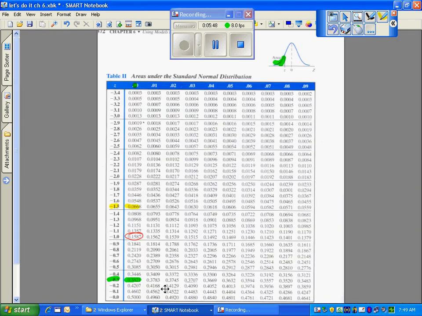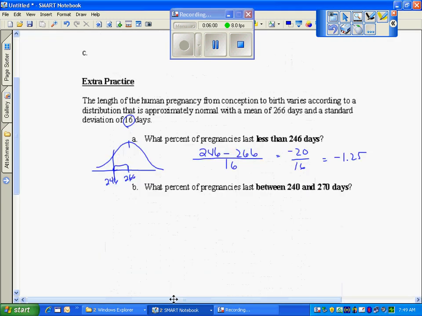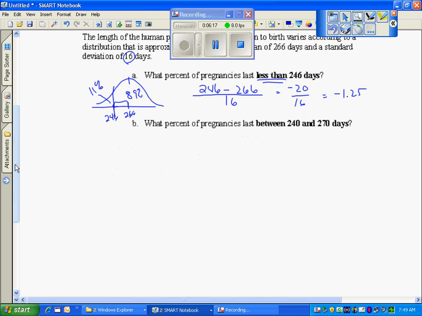So I go to my table and look up negative 1.25. It looks to be about 11%. So I'm reading to the left. This is 11%. Did I answer my question of less than? I did, 11%. If it had said more than, it would have been this side, which is 89%, because again, the total must be equivalent to 100%.